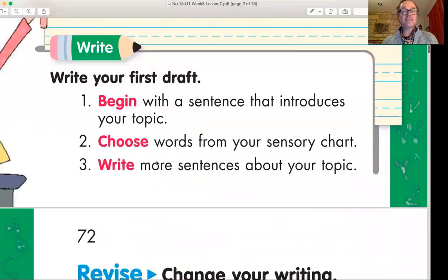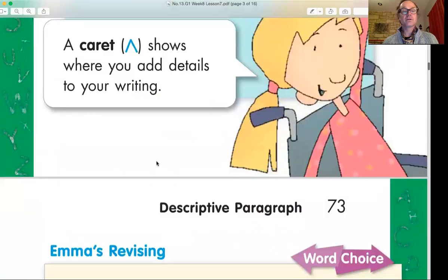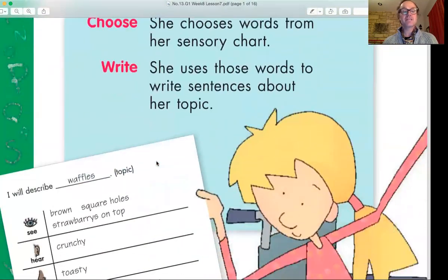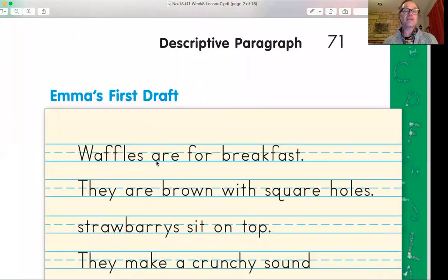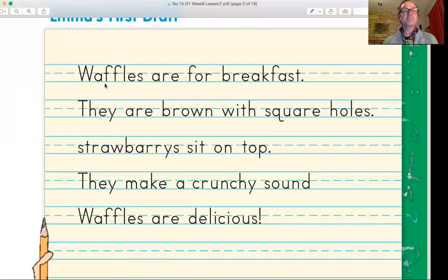Now, we've done some of this before. Let me just see here if I don't think we've done this much. Some of this is the same, but some of it's different. So let's keep going. A descriptive paragraph, Emma's first draft. Here it is. Let's read it together. Will you help me read it?